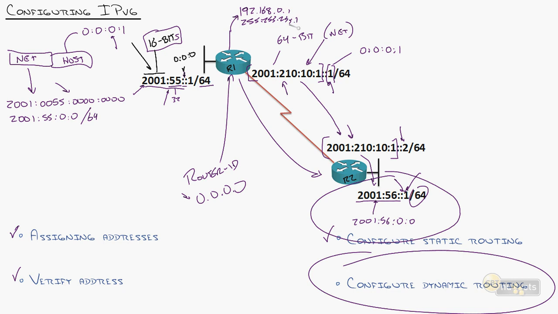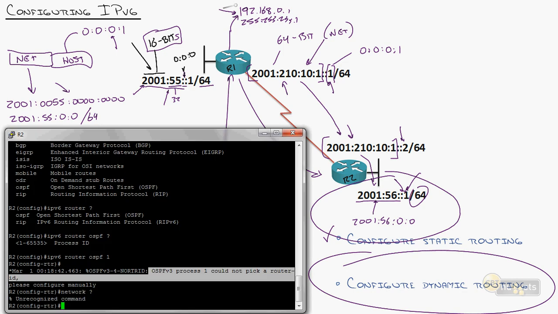It's just an identifier. Now, here's the way it works in version 3, the older version of OSPF. The router looks at all of its interfaces and says, okay, which one has the highest IP address? That will become my router ID. It just kind of picks one. That's what it does. But here's the problem.